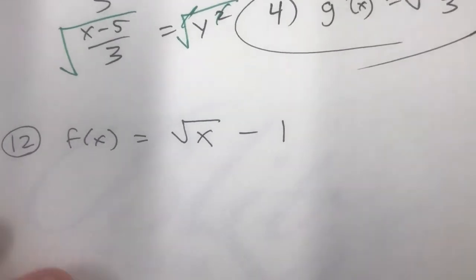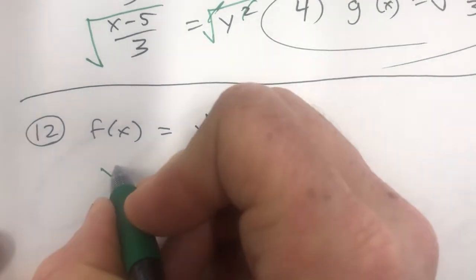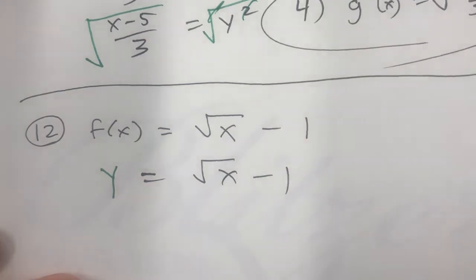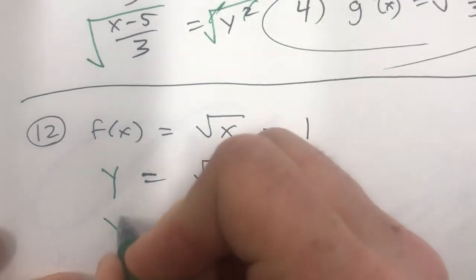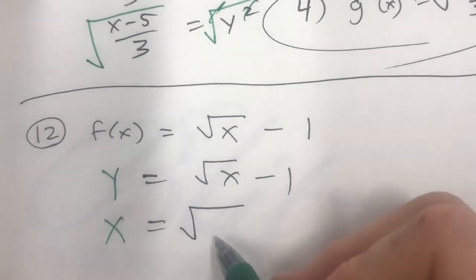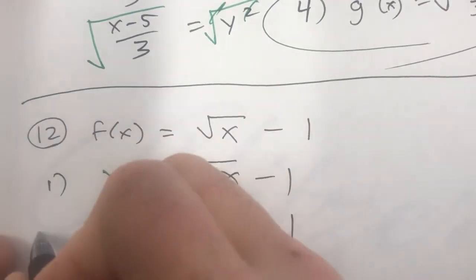One last one, and this one here has a radical, which is not too bad. So again, I change this to y equals radical x minus 1. Then I'm going to swap x and y, so it means I'm going to have x equals radical y minus 1. So I swapped them. So this is step 1, this is step 2.